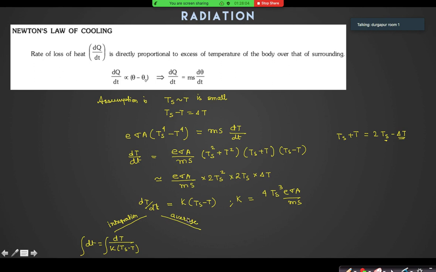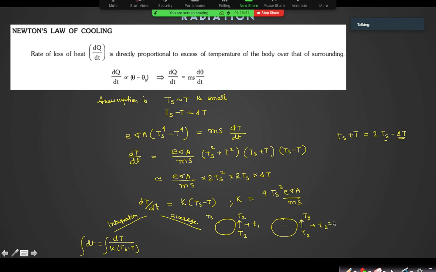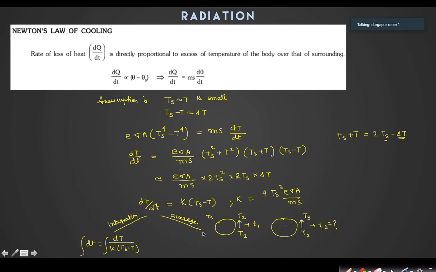In this average method, what we do, we take the body temperature and the surrounding temperature Ts. Suppose the body temperature is rising from T1 to T2 in a time t1 second. And if I ask you that for the same body, what will be the time if the body temperature rises from T2 to T3? Then we will write the same equation, but we will not do integration. Instead, dT by dt is the temperature difference divided by time. So it is T2 minus T1 divided by time t1. That is equal to some constant into surrounding temperature minus body temperature.